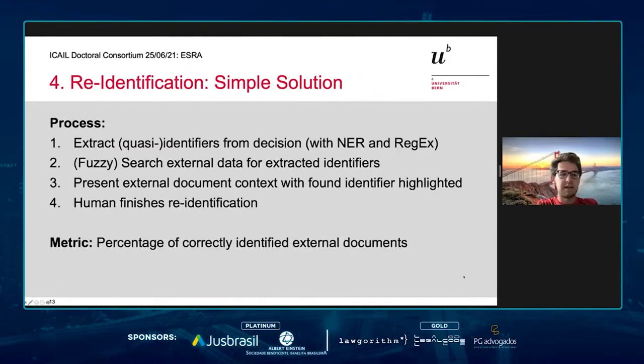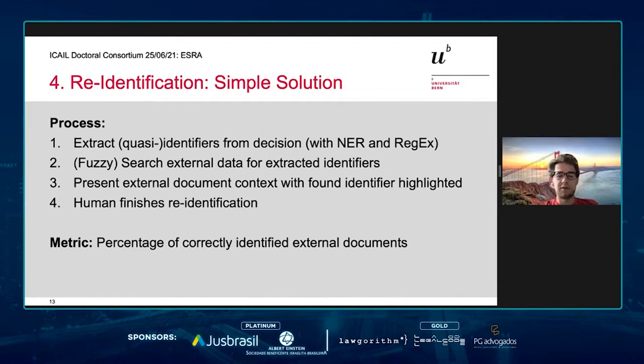And then the final step, which is the re-identification. Here we have the following process imagined for the simple solution. So first we extract identifiers from the decisions with named entity recognition and regexes. Then we search external data, so newspaper articles, Twitter, death notices, wherever we find references to court decisions for these extracted entities, the identifiers.